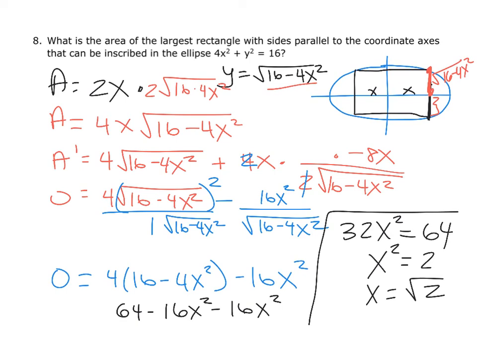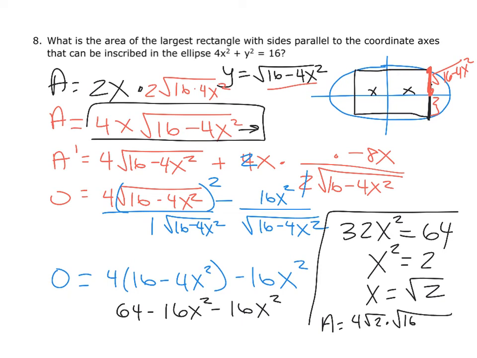What is the area of the largest rectangle? So if you want, you can go back up here to get the actual area, or you can plug into the original. Let's see what we get. So I'm going to go 4 root 2 times the square root 16 minus, I think that's an 8. 2 times 4 is 8, yeah. So I think you get 16. Because that becomes 4 root 2 times root 8. That's the square root of 16. 4 times 4 is 16. Yep, 16.